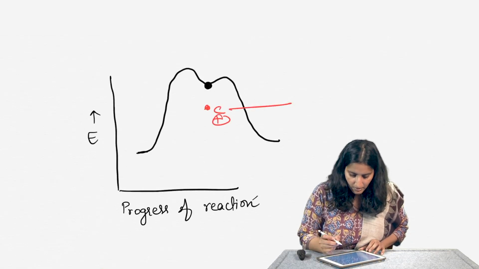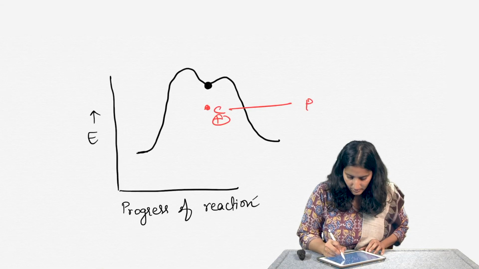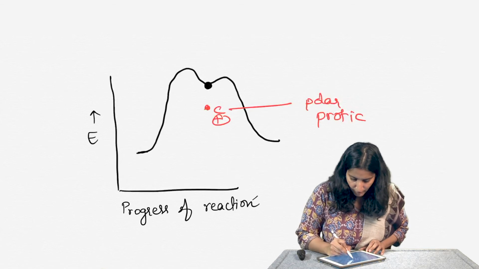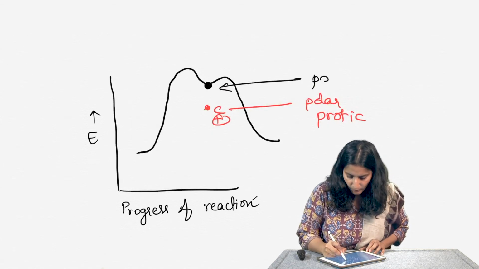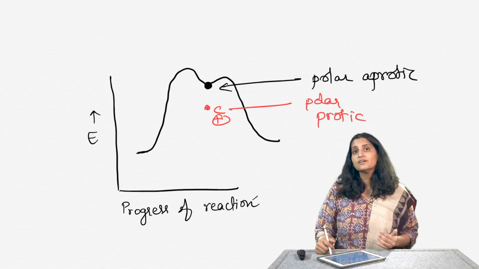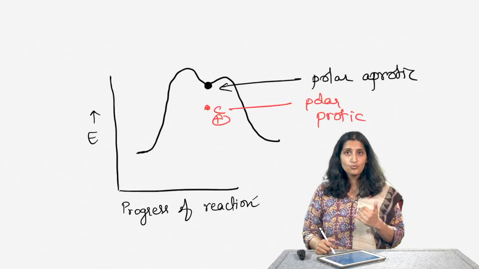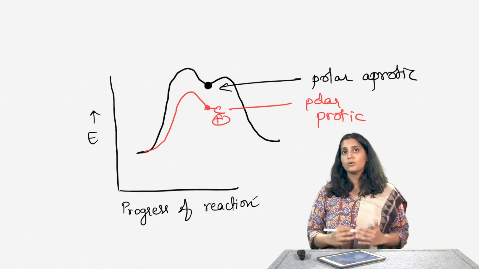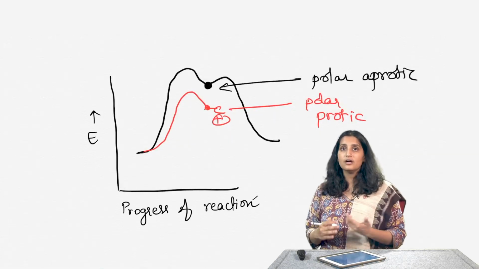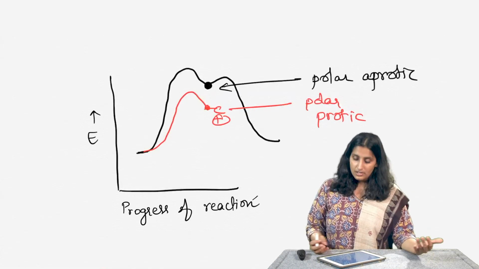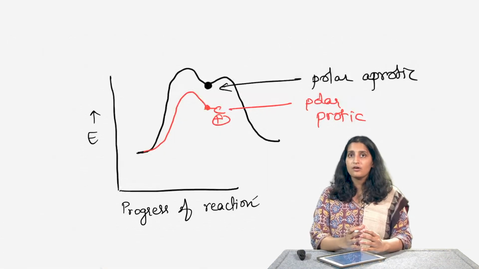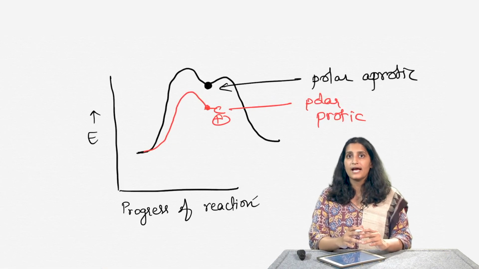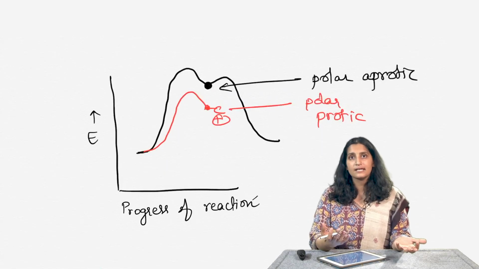So, this will be a carbocation in, let us say, a polar protic solvent, whereas the top one will be the carbocation in a polar aprotic solvent. Because the energy of the carbocation in a polar protic solvent is way lower, the corresponding transition state also becomes lower and thus will be achieved at a much higher rate. So, typically the polar protic solvents lower the barrier for the reaction and thereby accelerate the reaction.